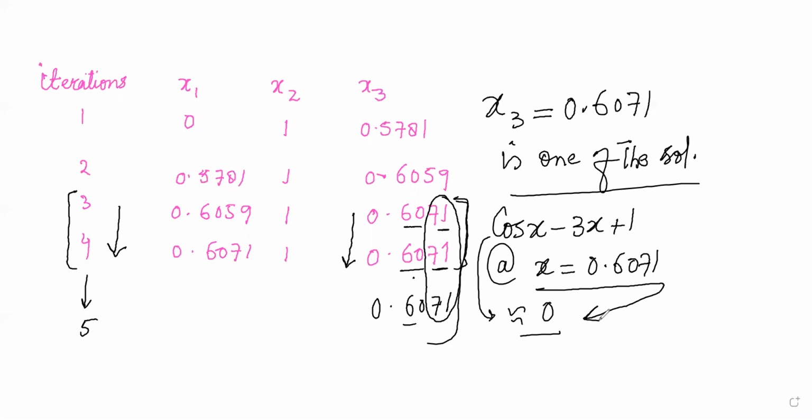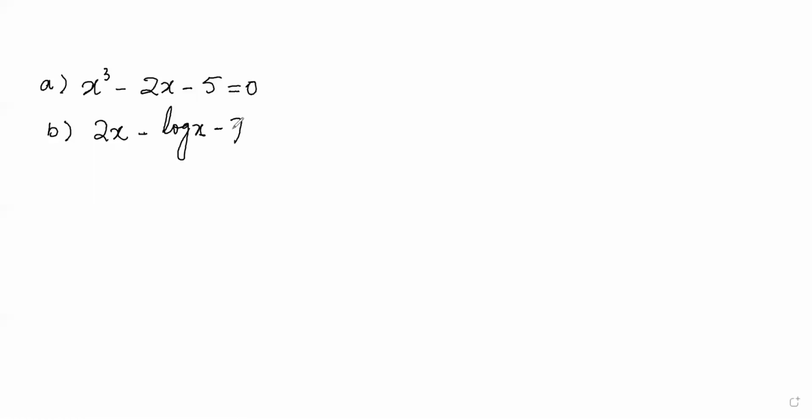In the same way, I'm giving you a few problems to solve. Let me take a problem. Solve the following problems using the false position method. The first problem we have to solve is x cubed minus 2x minus 5 equal to 0. The second equation is 2x minus log of x minus 7 equal to 0. And the third equation we have to solve is 4 e raised to power minus x sine of x minus 1 equal to 0. These are the three equations.